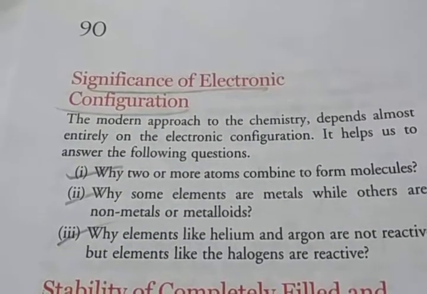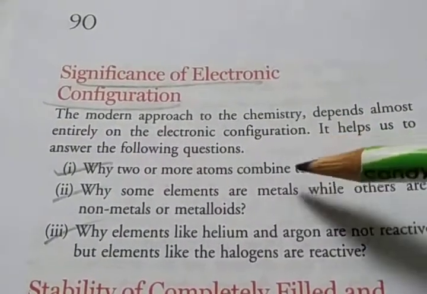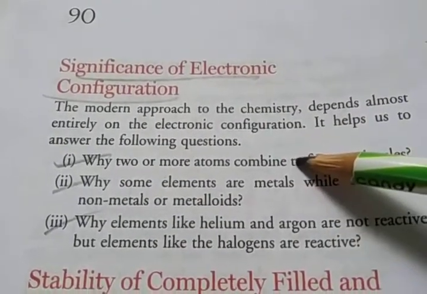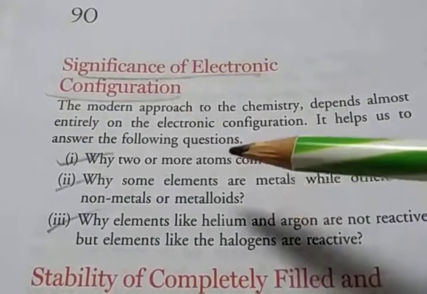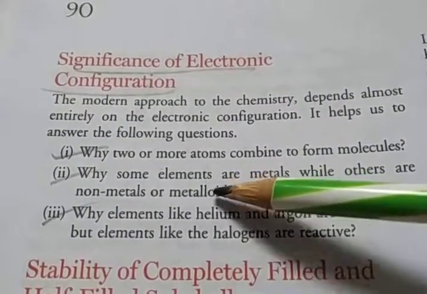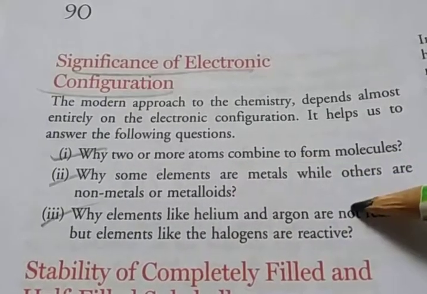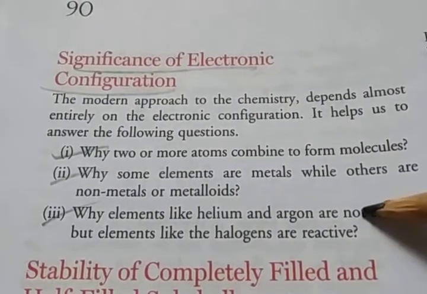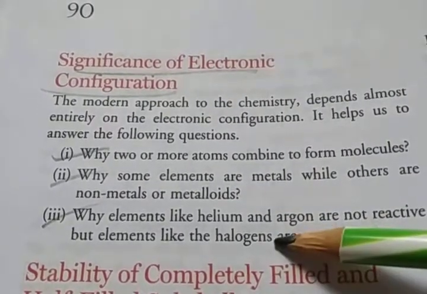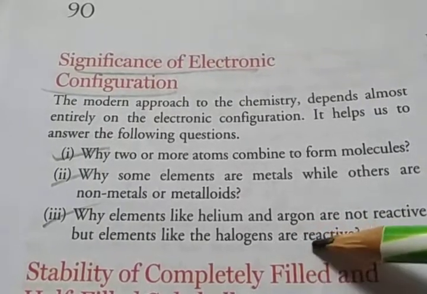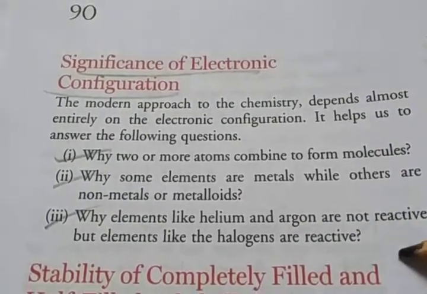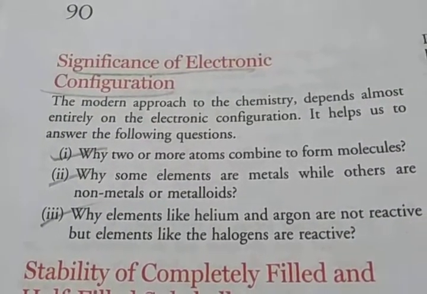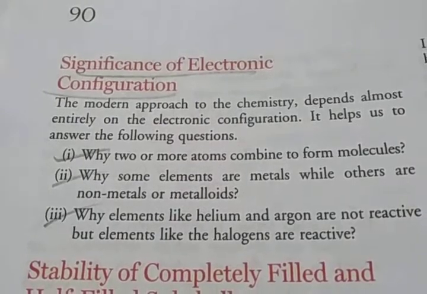Next is the significance of the electronic configuration. The modern approach to chemistry depends almost entirely on the electronic configuration, and it helps us to answer the following questions. First, why do 2 or more atoms combine to form molecules? Second, why are some elements metals while others are non-metals or metalloids? And third, why are elements like helium and argon not reactive, but elements like the halogens are reactive? So that is the reason the significance of the electronic configuration is most important.